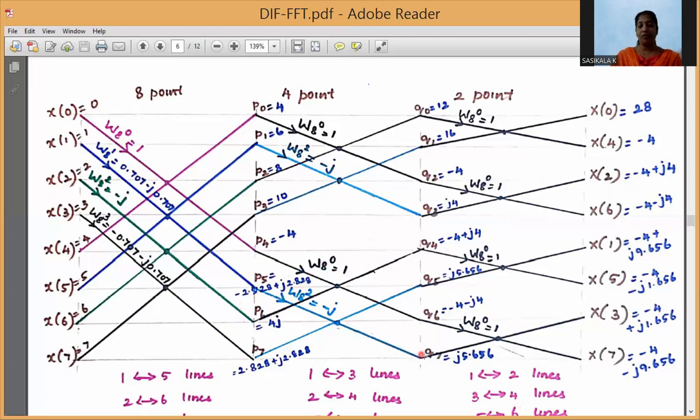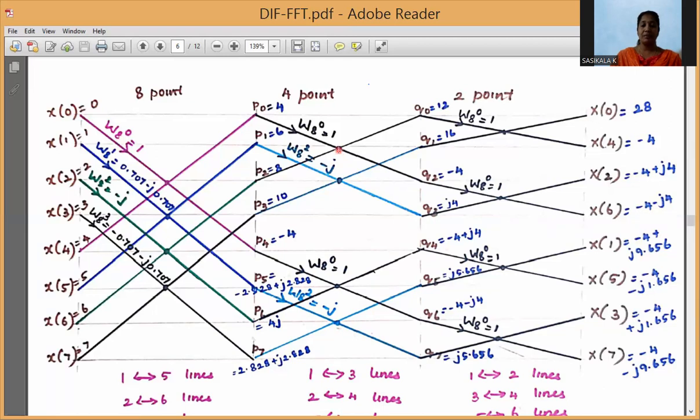Again, the second and fourth line is connected. Put a dot at the intersection point and write the twiddle factor W8 power 2 is equal to minus j. And now we need to calculate the outputs of the 4-point, that is Q0, Q1, Q2, Q3, Q4, Q5, Q6 and Q7. So first come to the first butterfly.